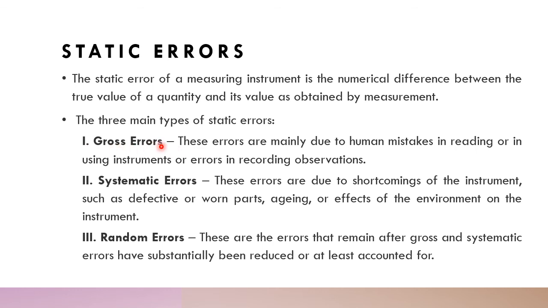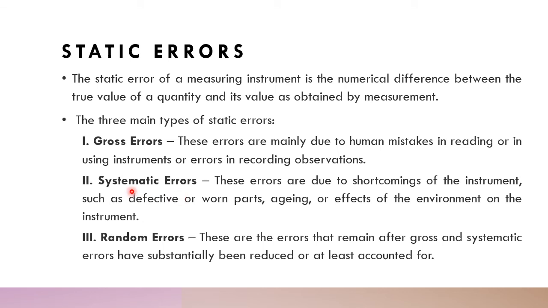First one, gross errors. Gross errors are due to human mistakes, while reading the readings or recording the readings, where visually some errors are possible. That is called gross errors. Next, systematic errors. Systematic error means error due to the instrument, due to aging, due to the environment, or due to any defective parts in the instrument.